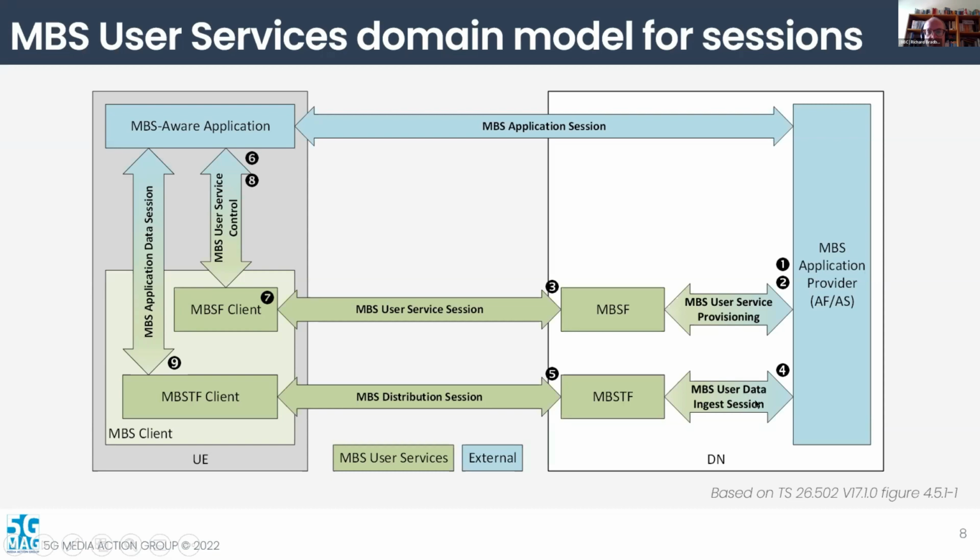And then the fourth step is that the data starts getting ingested from the application provider by the MBS transport function. And then fifthly, it starts to distribute that to the MBSTF client. So then at some later point, the application decides it wants to start receiving that session. So that's the sixth step. The seventh step is that the MBSF client then starts receiving the user service.